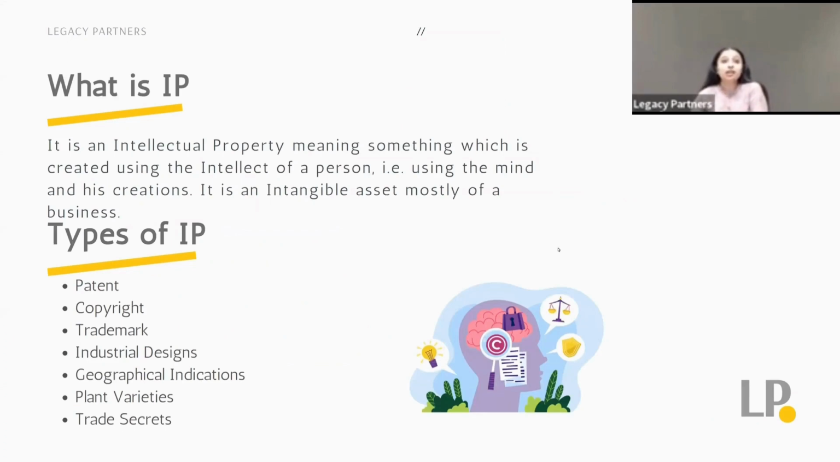Firstly, intellectual property is something which is created using the intellect of a person. Whenever a person creates something using his intellect or his mind, such things can be protected under IP. So IP is also an intangible asset where you can secure protection for your creations. Now, IP can be of various types, including patent, copyright, trademarks, industrial designs, geographical indications, plant varieties, and trade secrets. In this webinar, I'll be focusing more on trademark, and I'll also be briefly discussing what patent, copyright, and industrial designs are.